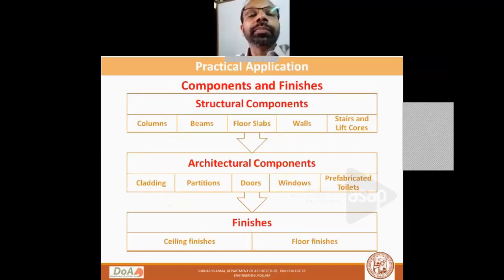So what are the components where we can apply the concept of modular coordination? There are structural components like columns, beams, floor slabs, walls, stairs, and lift core. All these you can fit to the modular coordination dimensions. After that, you can think about applying it to architectural components such as cladding, partitions, doors, windows, and prefabricated toilets. Then you can extend the application to finishes like ceiling finishes or floor finishes.